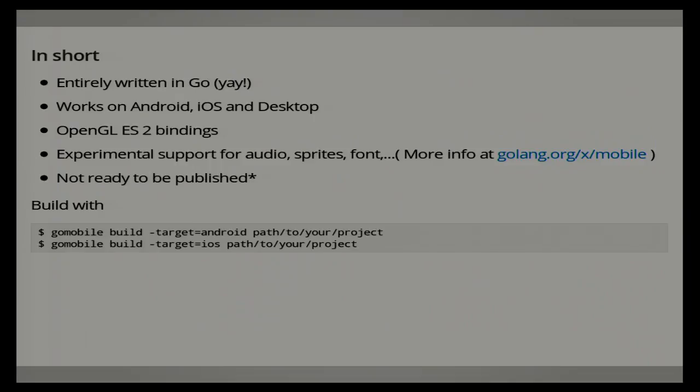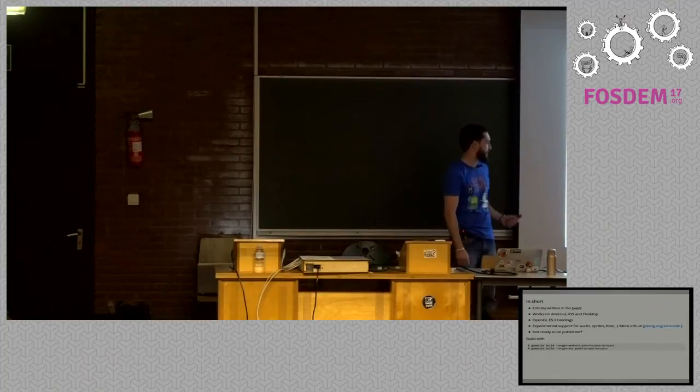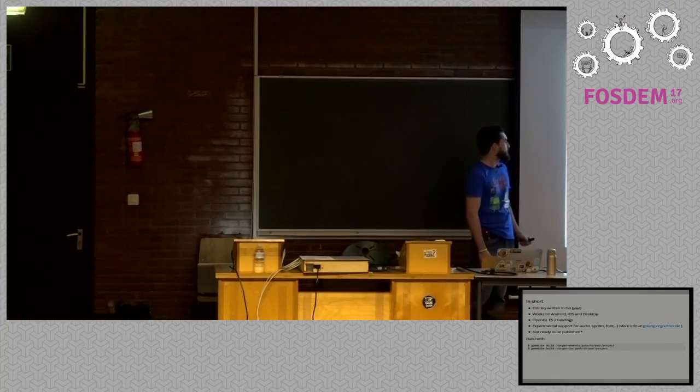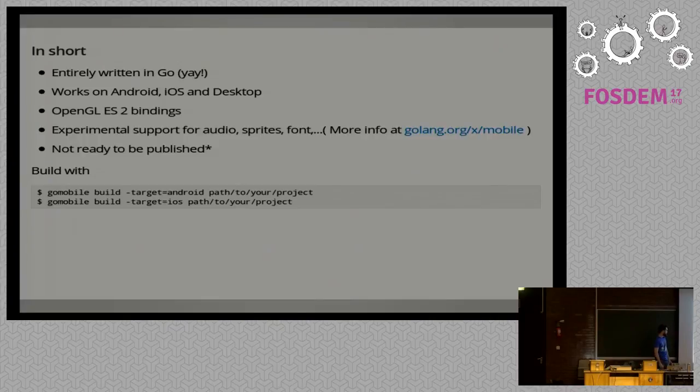Also, check out Android Go, which is a similar project to Gomobile, but a bit different. And I hope that Gomobile in the future lets you make an APK file ready to be published. To make a project with gomobile build, you specify the target, which is Android or iOS, and the path to your project. And your file will be there.